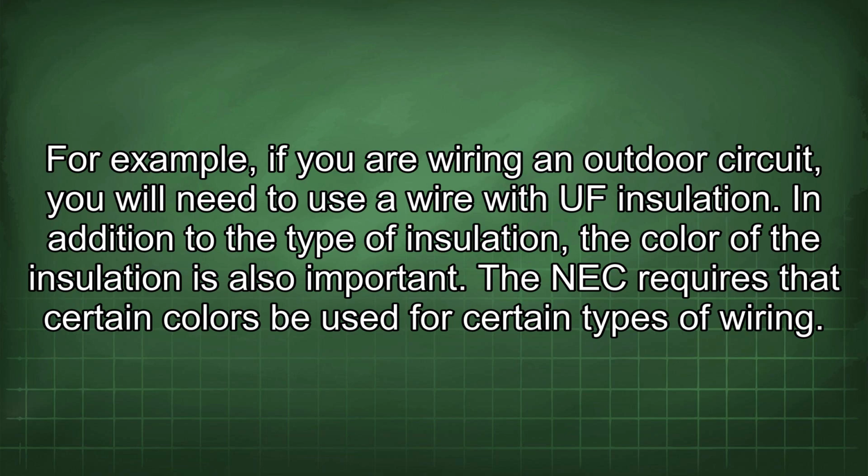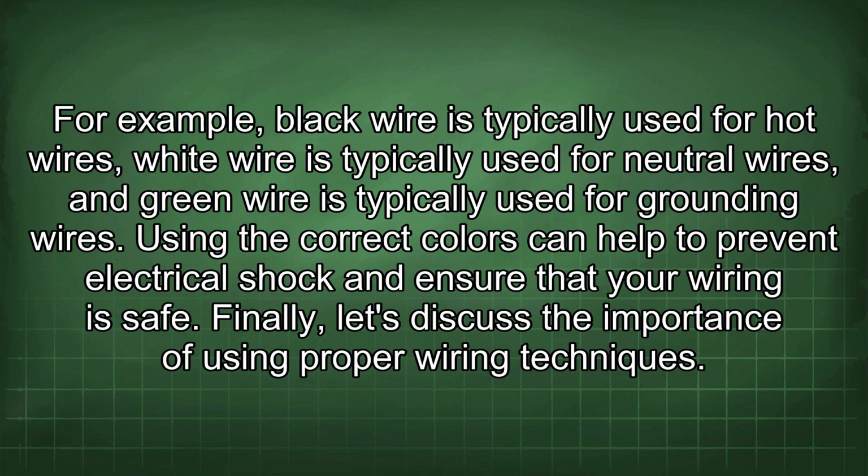In addition to the type of insulation, the color of the insulation is also important. The NEC requires that certain colors be used for certain types of wiring. For example, black wire is typically used for hot wires, white wire is typically used for neutral wires, and green wire is typically used for grounding wires. Using the correct colors can help to prevent electrical shock and ensure that your wiring is safe.